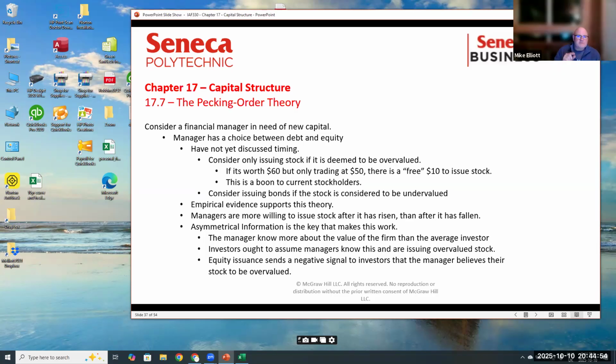Asymmetrical information is the key that makes this work. What do I mean by that? If I am sitting in the CFO's office, I have significantly more knowledge of what's happening to the finances of this company than anybody else on the planet. I don't care if you're in a hedge fund. I don't care if you're in a bank. I don't care where you are. I have more information than you have. It's asymmetric. That means that I have more knowledge about what the actual value of my firm and the stock should be. So I should have more knowledge of when I'm overvalued and undervalued.